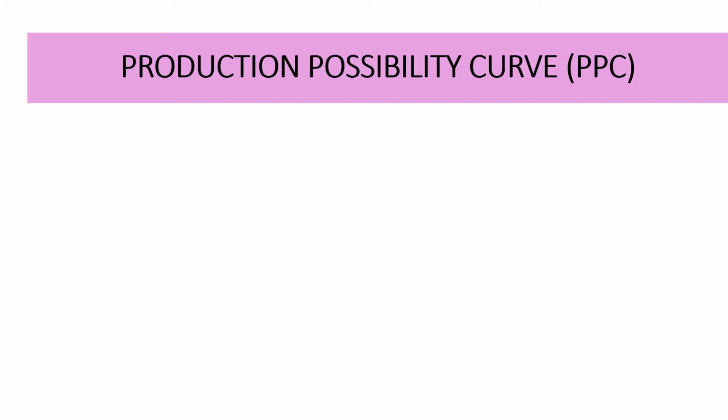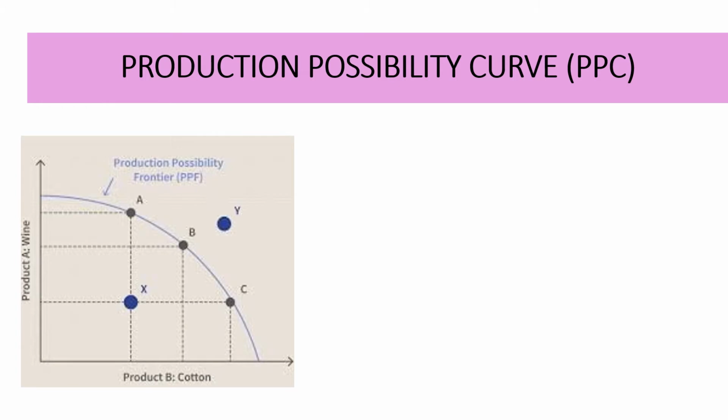Let's now go a little further. The opportunity cost can also be represented on a diagram as the production possibility curve, PPC. Never get it confused, because some textbooks might be using the term production possibility frontier, PPF. It's the same thing, the same meaning.